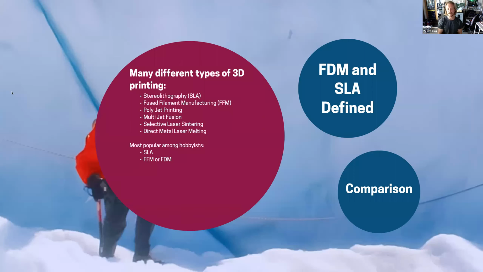And the most popular among hobbyists are stereolithography, so SLA, and what we've already discussed quite a bit, which is FFM or FDM. The main reason that these are most popular among hobbyists is because one, they're the cheapest, and I guess the most straightforward. They're the most plug and play. But two, they also have, I would say, the widest variety of uses and applications.